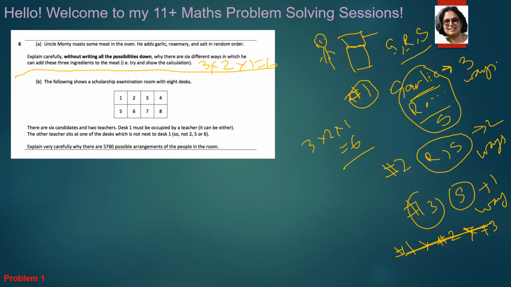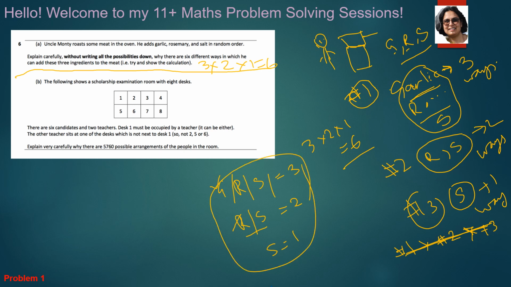You can show this explanation: option 1, if he picks garlic or rosemary or salt, it can be picked in 3 ways. If he has picked garlic, then rosemary or salt can be picked in 2 ways. If he has picked rosemary, then only salt is left, which can be picked in 1 way. So your answer is 3 times 2 times 1, that's 6. So that's part A done.